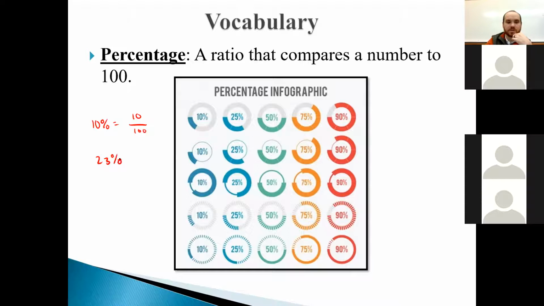23% is equal to 23 over 100. Which, by the way, coincidentally, is how you convert percentages to fractions. If we want to convert 10% to a fraction, we can write it as 10 over 100 and then just reduce, right? So then it goes down to 1 over 10.